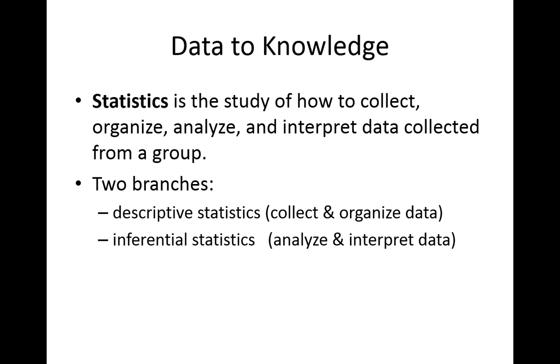There are 2 branches of statistics. There's descriptive statistics. Descriptive statistics is the collect and organize stages out of the 4 steps here. So we first collect and then we organize the data, and that's what descriptive statistics is about. And that's what the early part of the textbook is. Chapters 1, 2, and 3 are all about descriptive statistics.